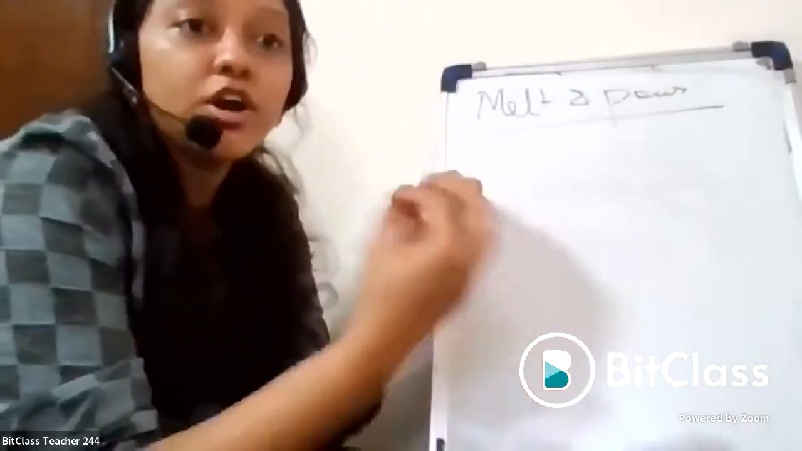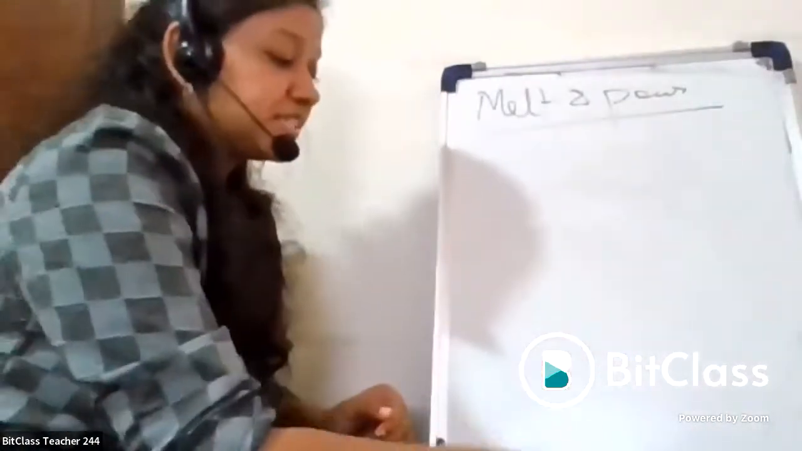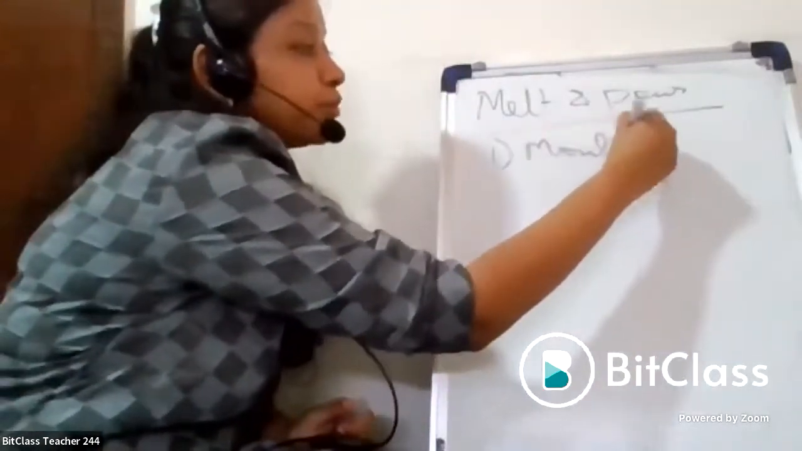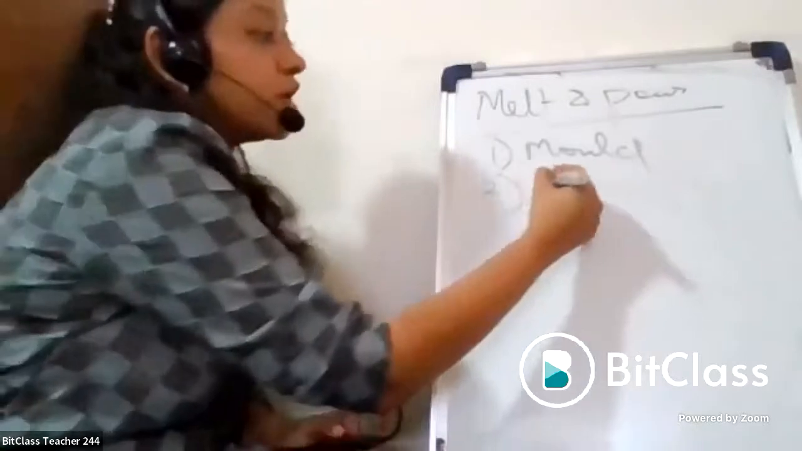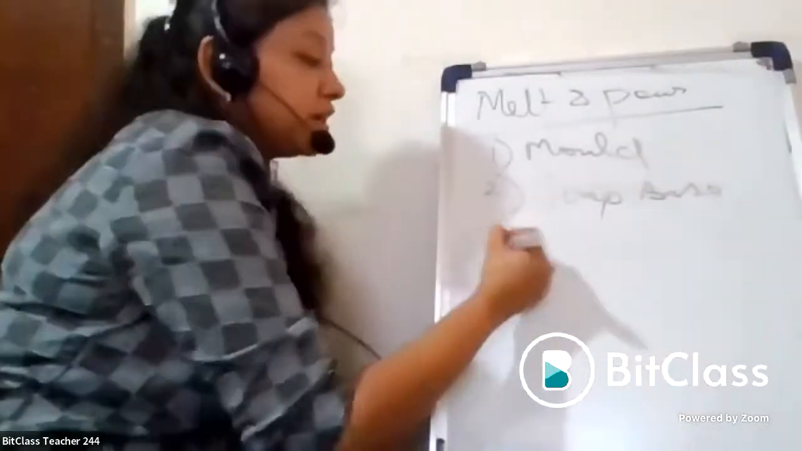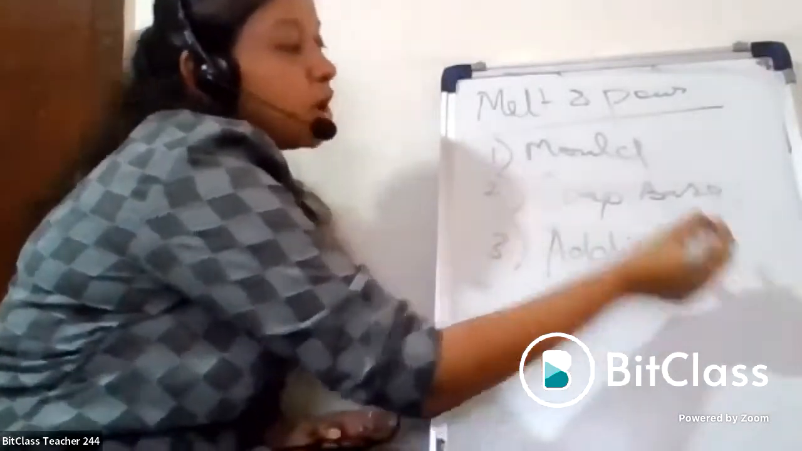For a melt and pour soap, three things are very, very important. First thing is your mold. Second thing is your soap base, which we use to melt. Third thing is the additive. These are the three headings which we are going to cover now.